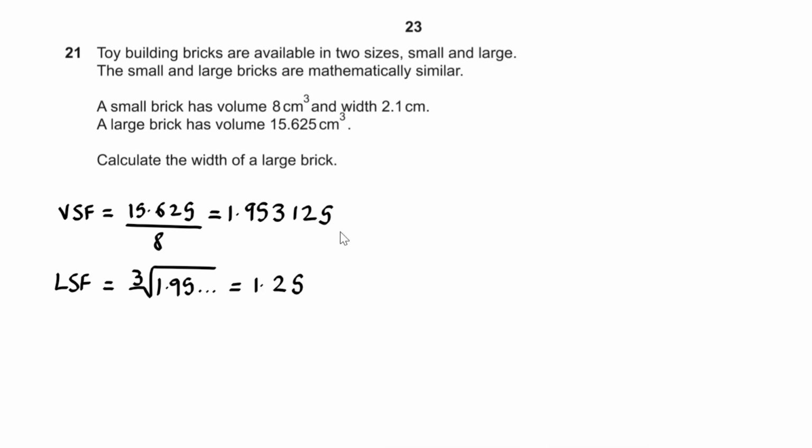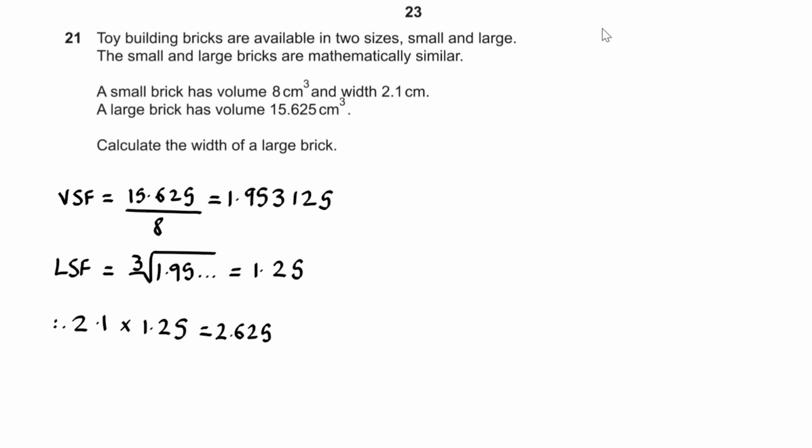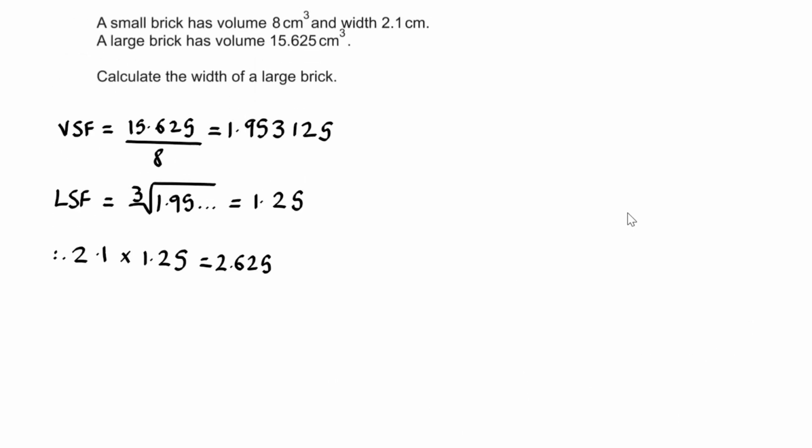And therefore, to work out the width of the large brick, we need to multiply the 2.1, which is the width of the small brick, by 1.25. And if we do this, multiplying this by 2.1, we get 2.625 centimeters. So we've got 2.625 centimeters for the width.